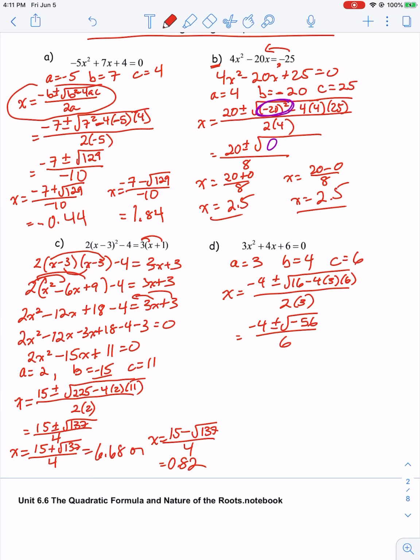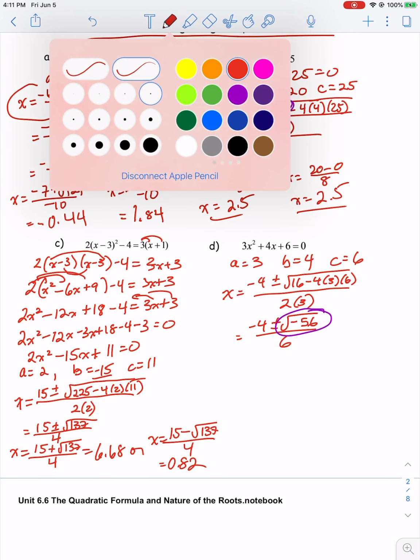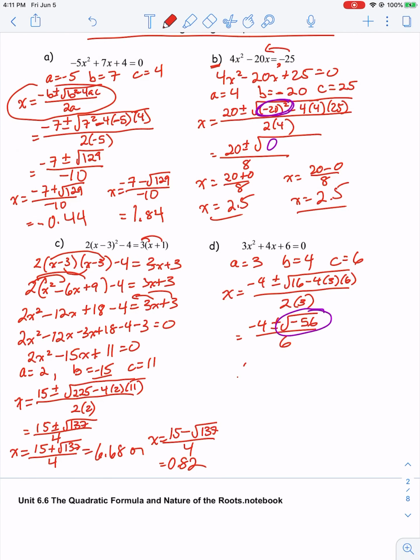Hopefully you said you can't do that. You cannot take the square root of a negative. That does not mean we did anything wrong. That means that there is no solution.